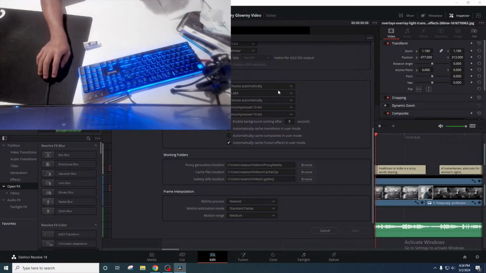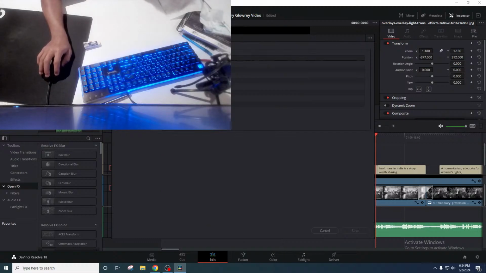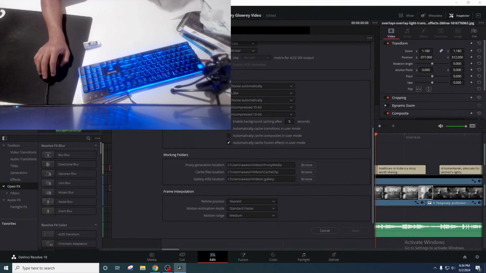So this is going to be the GPU processing mode. Here you can select from CUDA or OpenCL, and it looks okay, and that's how we're going to use it.